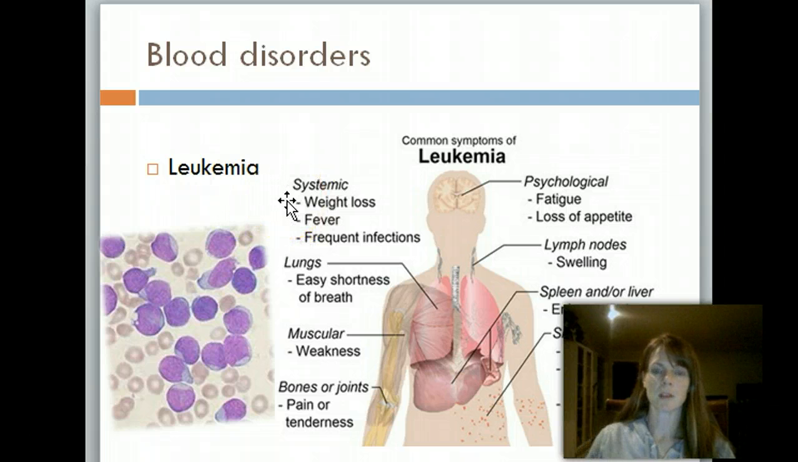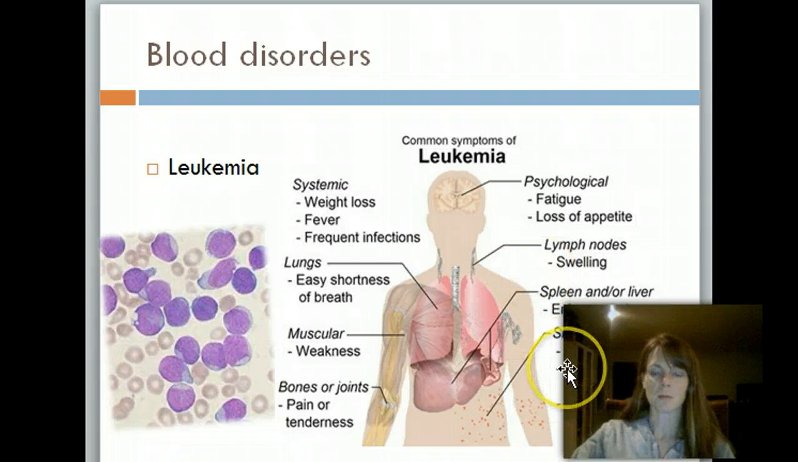Leukemia typically is just a cancer of the white blood cells. And there's many different types of white blood cells, so there's many different types of leukemia. But here are some of the symptoms. You have weight loss, fever, frequent infections, shortness of breath, muscular weakness. It can be painful, lots of fatigue.